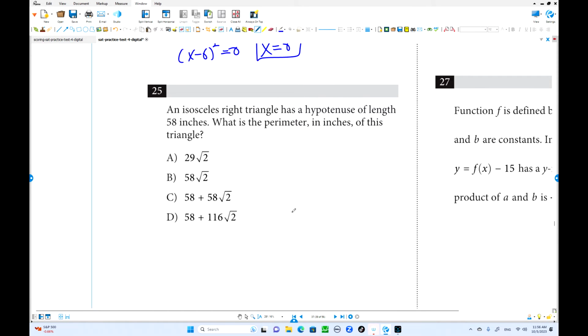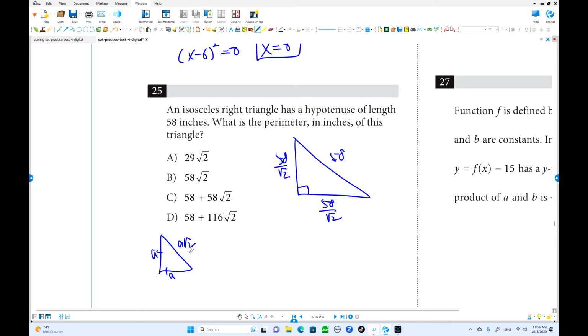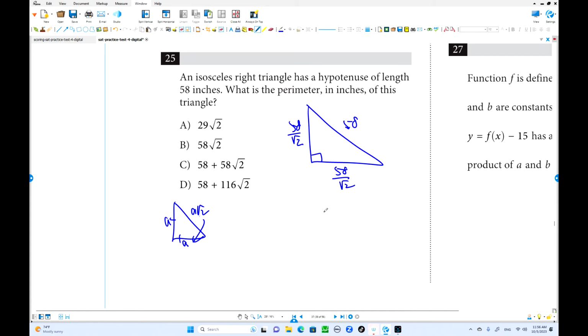Here is number 25. An isosceles right triangle has a hypotenuse length of what? This is 58. What of this one? Divided by root 2, right? Divided by root 2, isn't it? If we have over here, this is a, this is isosceles, this is a root 2. But we go back over here. Divided by root 2, okay? Divide by root 2.